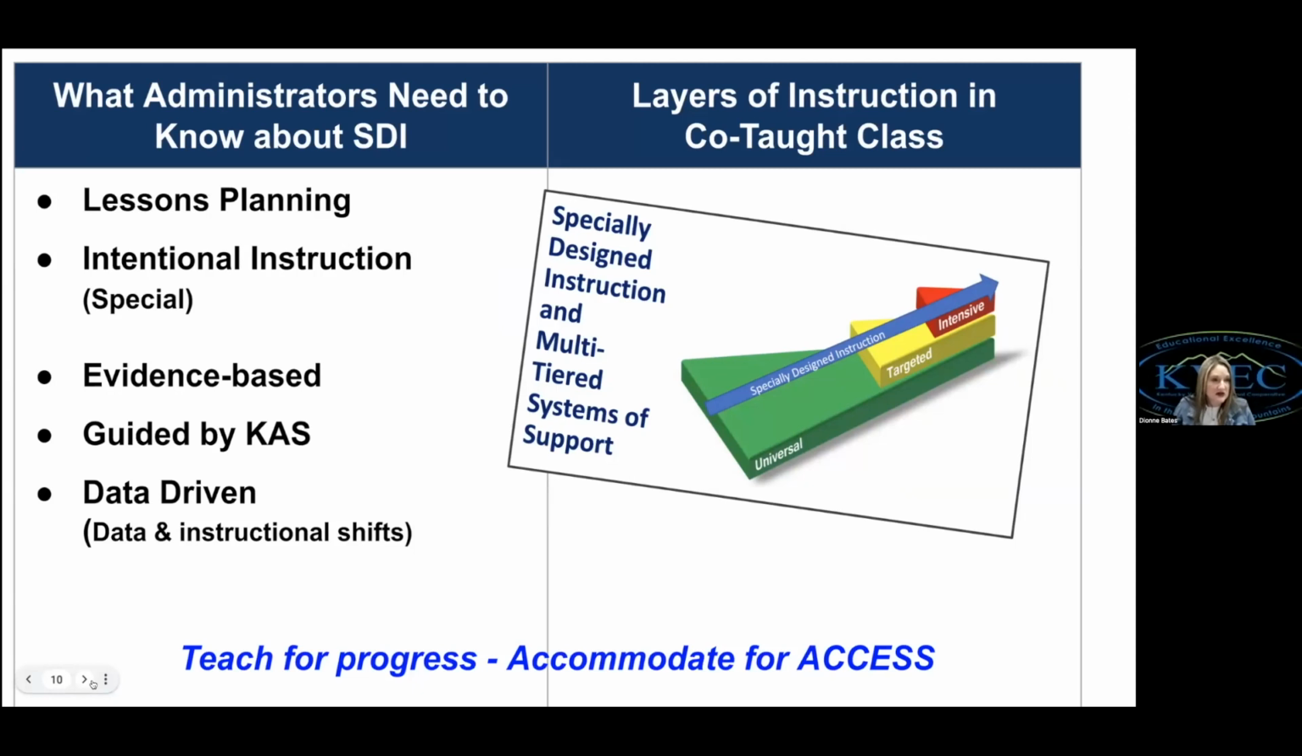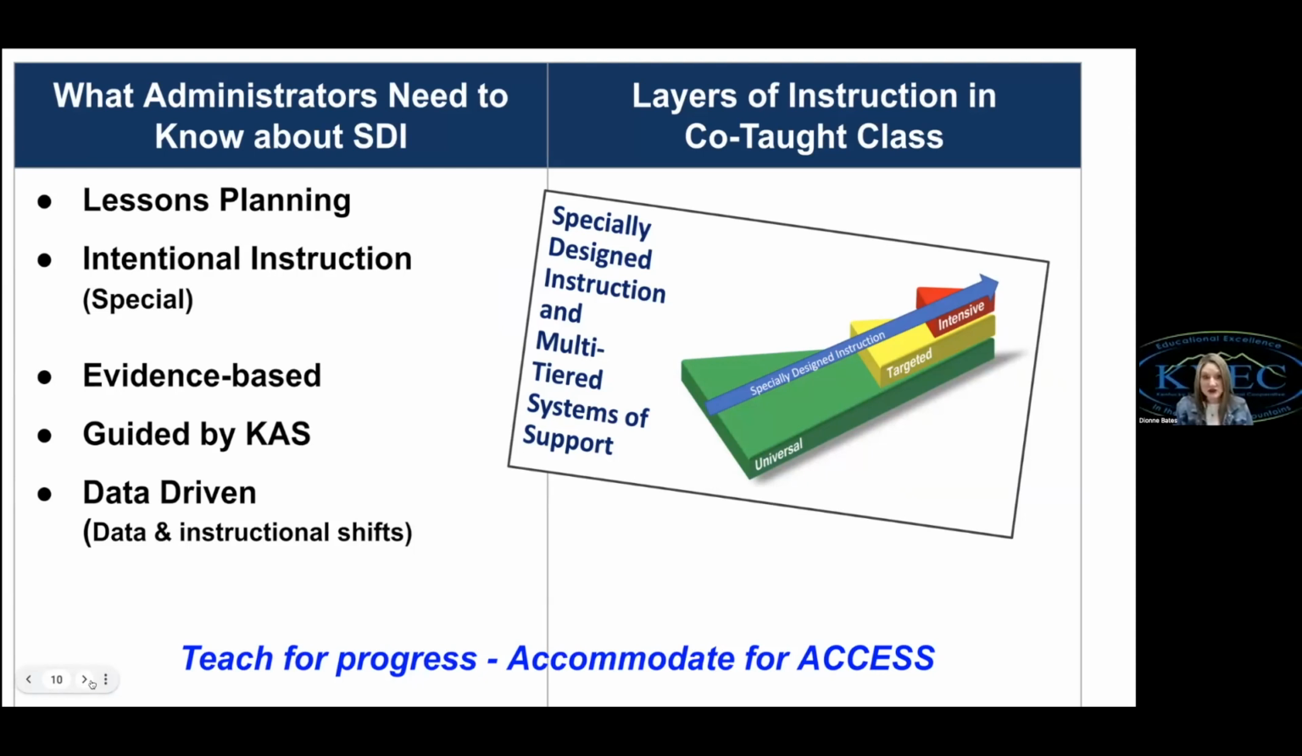So we start thinking about, this one is just talking about what administrators need to know. What are administrators looking for when they visit classrooms in terms of specially designed instruction? And what's happening in that instruction in the classroom? They're going to be looking at lesson planning. They're going to be looking at what kind of intentional instruction is happening.